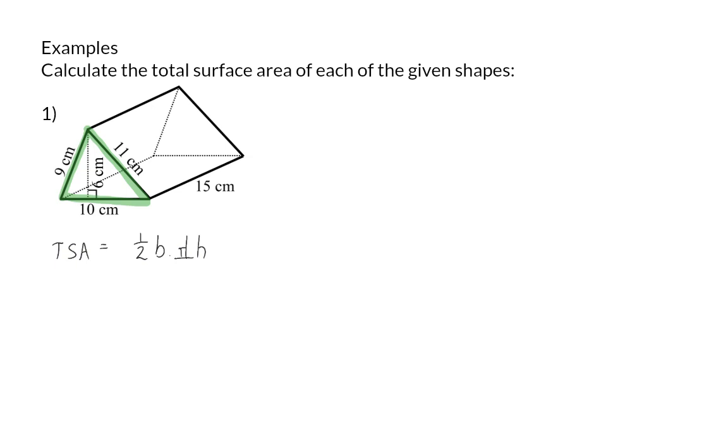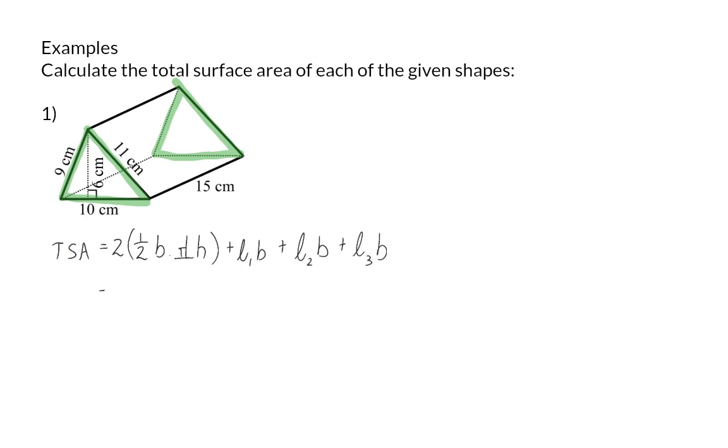Now you need to remember that we have two of these triangles, so you need to double this area. Then we need to add the area of each of the rectangles. So I'm going to have the length of the first rectangle multiplied with the breadth, plus the length of the second one multiplied with the same breadth, and then the length of the third rectangle multiplied by the breadth.